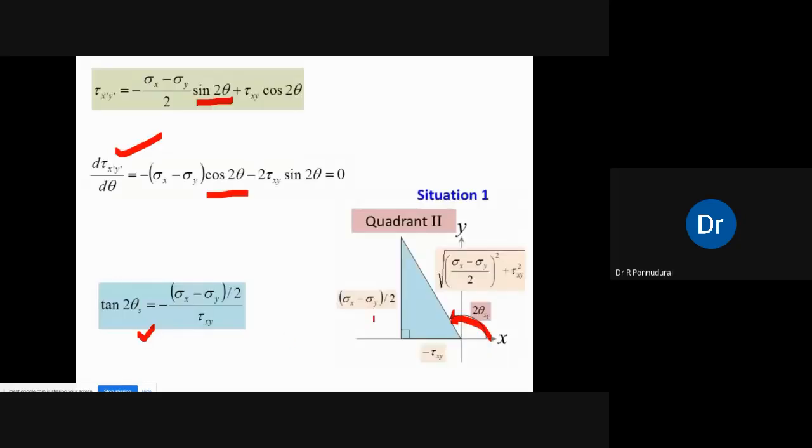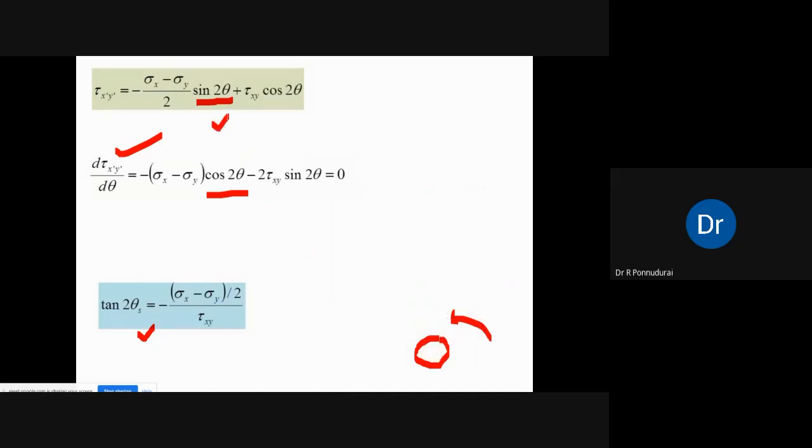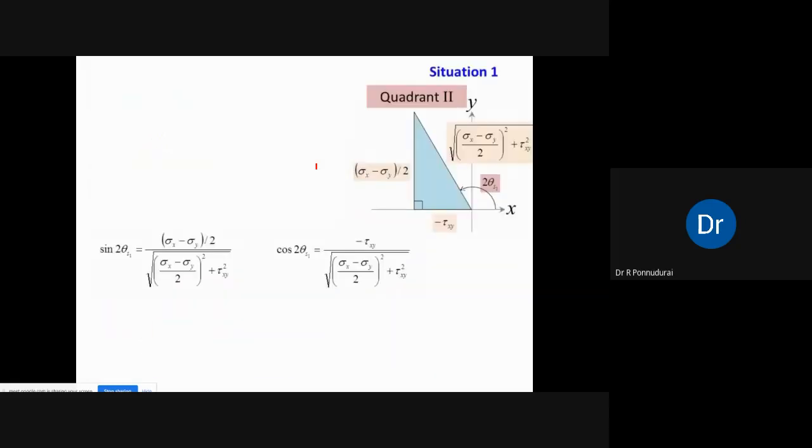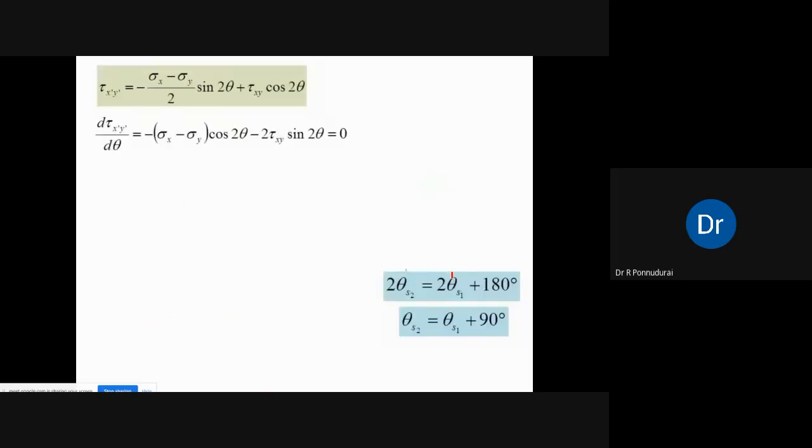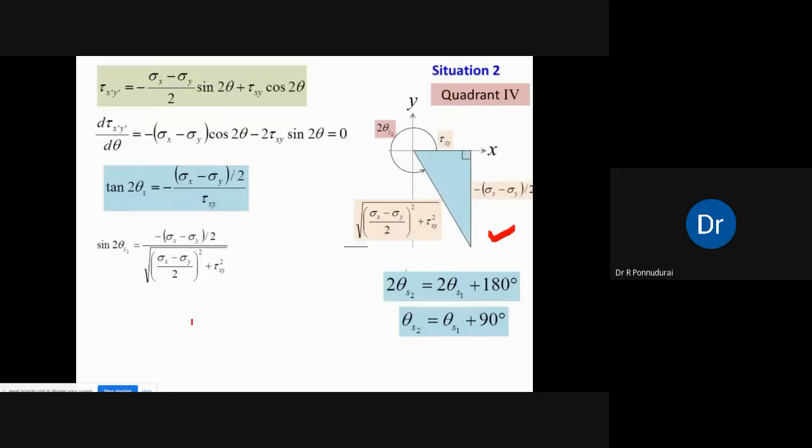From this triangle, again, we have to calculate sine 2 theta and cos 2 theta. Substitute these values here, so we can get the maximum shear stress: square root of ((sigma x minus sigma y) by 2, squared, plus tau xy squared). That will be shear plane 1, tau s1. For the fourth quadrant, same way we go for the triangle, get the values of sine 2 theta and cos 2 theta, substitute, and we can get tau s2 also. So this is the procedure.